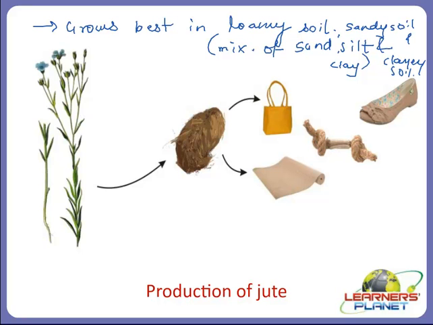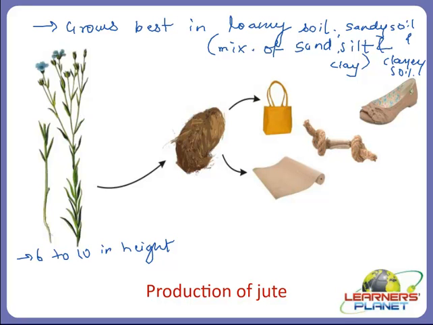So what is done? First of all, you can see here, this is a jute plant. In comparison to a cotton plant, how tall it is. A jute plant grows 6 to 10 feet in height, and it has no branches, as you can see here.